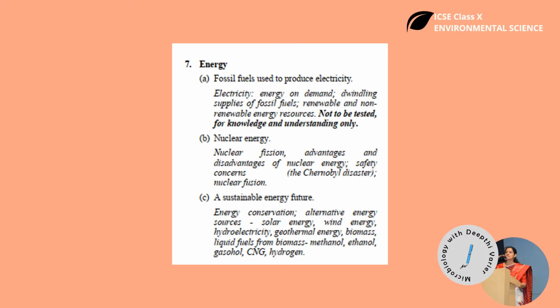So the first part is about the different renewable and non-renewable energy resources, what it means, and how fossil fuels are dwindling. Then we'll next see what is the meaning of nuclear energy, both fission and fusion, and we'll also talk about one of the biggest disasters related to nuclear energy, which is the Chernobyl disaster. And finally, we'll look at how we can have a sustainable energy future by both energy conservation as well as studying about a few of the alternative energy sources.